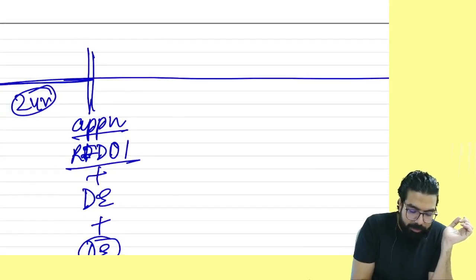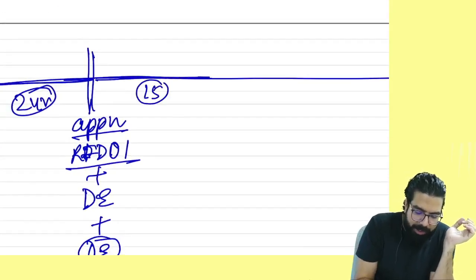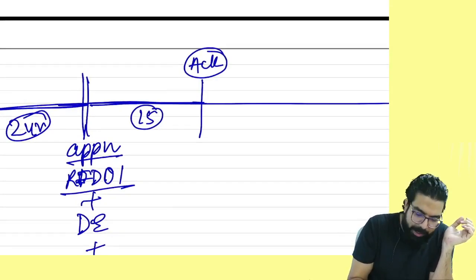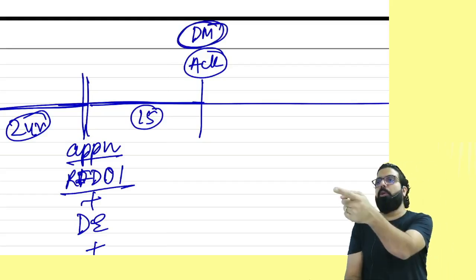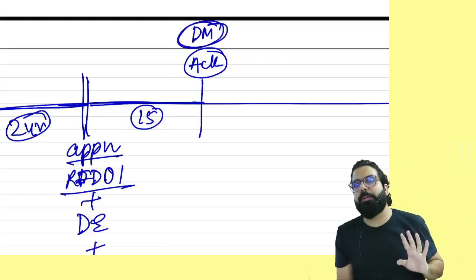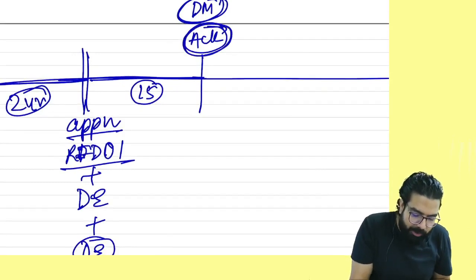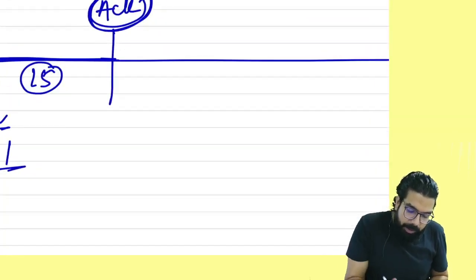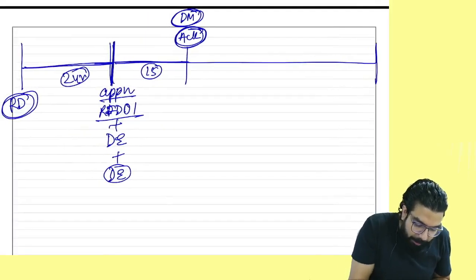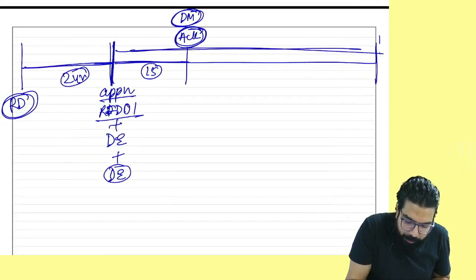Once you do this, then the officer will take how many days? 15 days, and he will issue an acknowledgement, or he will issue a deficiency memo. If he gives a deficiency memo, you have to file a fresh application. But if he gives an acknowledgement, then what will happen?